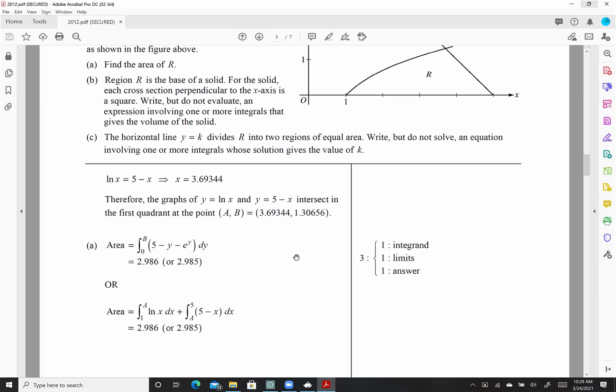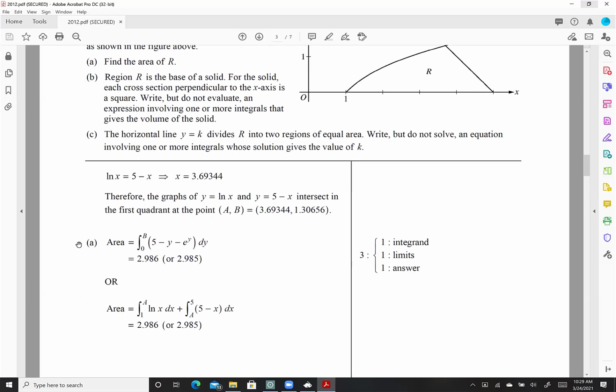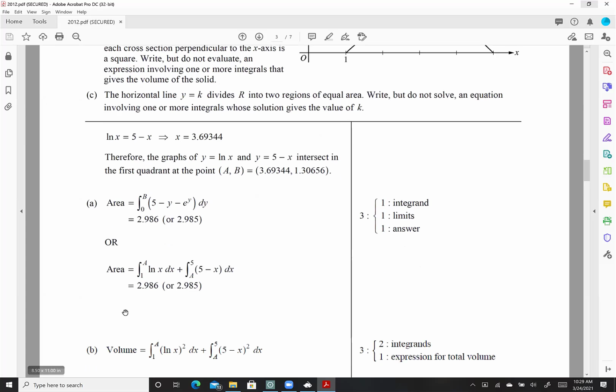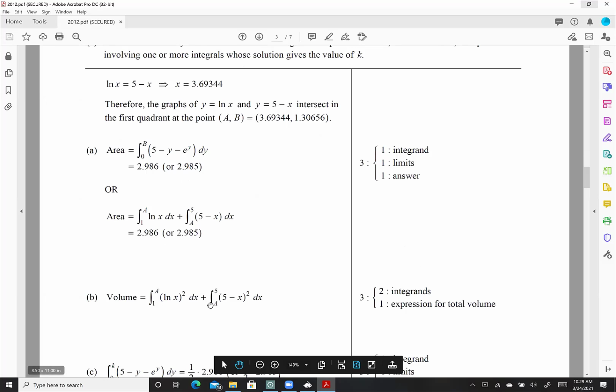Wow, that's cool. They also do the other one. I guess they prefer method 1. They also did it with respect to y, 5 minus y minus e to the y, and they got the same answer. All right, let's go down. Letter B. Exactly, yeah. Letter B is going to look exactly the same for everyone, guys. There's no other way to write letter B.